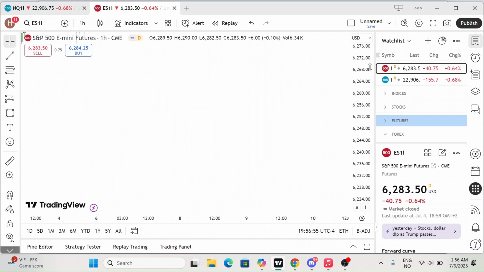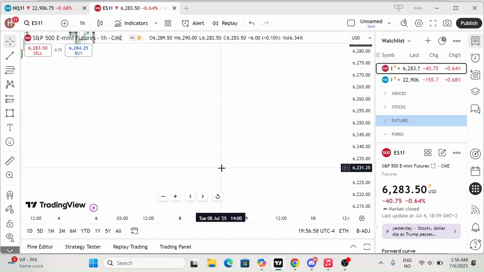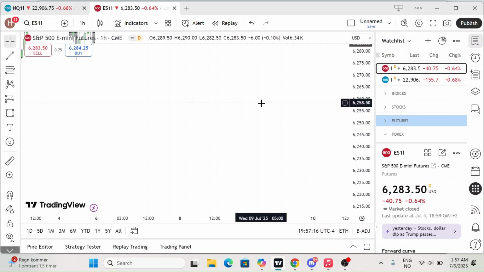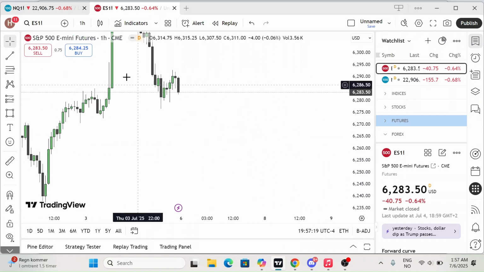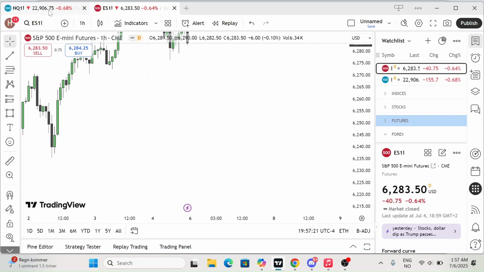You can use SMT divergence when trading crypto. It doesn't work that good. You can use it with BTC and ETH. I've heard of people using it in Forex, and it looks like it works there. I don't have too much experience in Forex using it, but you can use it with Euro USD and GBP USD. But I definitely think it works best with NQ and ES.